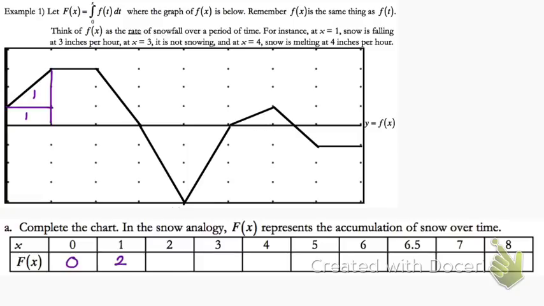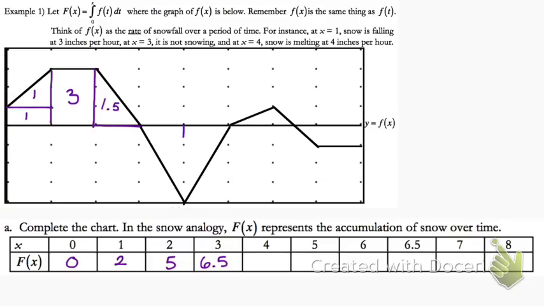Then, from 0 to 2, we add on this rectangle, which has a base of 1 and a height of 1, 2, 3. So we're adding on 3 units. So 2 plus 3 is 5. Then we get to 3. Here we have this triangle. This triangle has a base of 1, but a height of 3. Therefore, the area is 1.5. So add that on to 5, and you get 6.5.